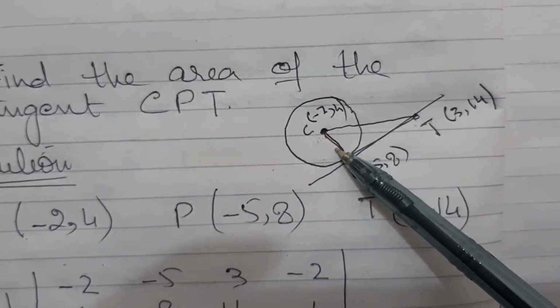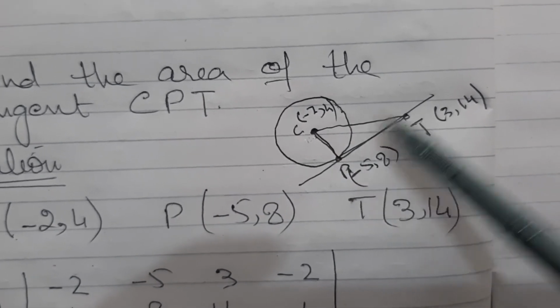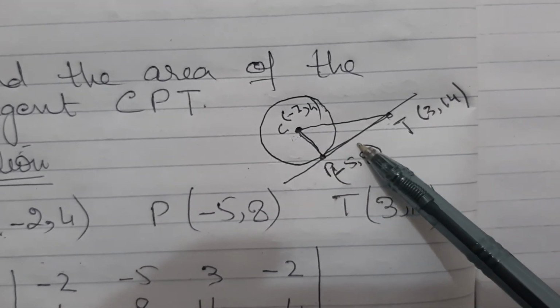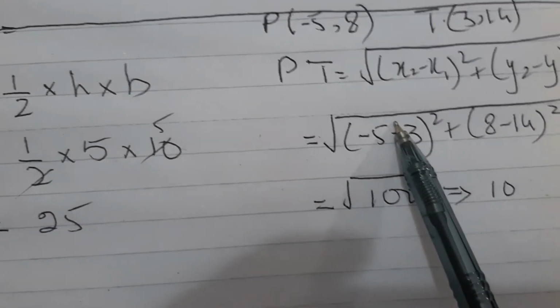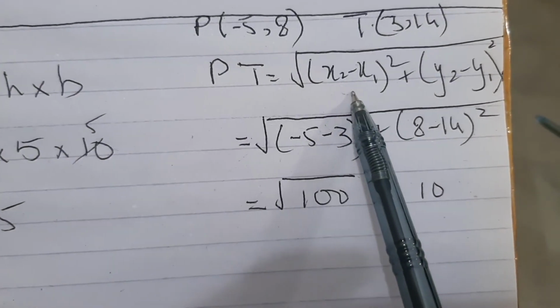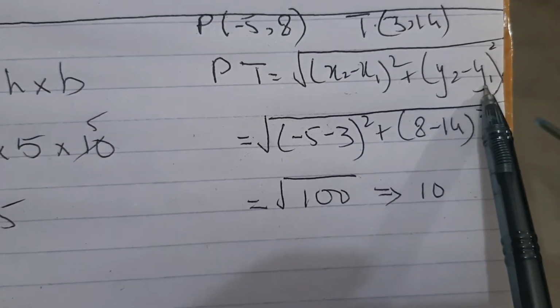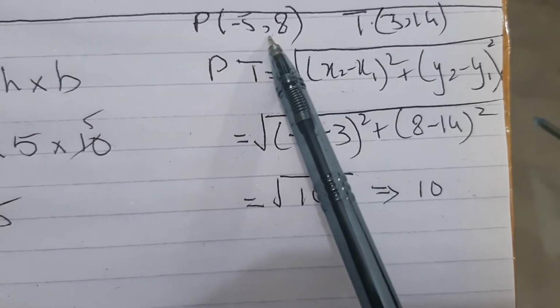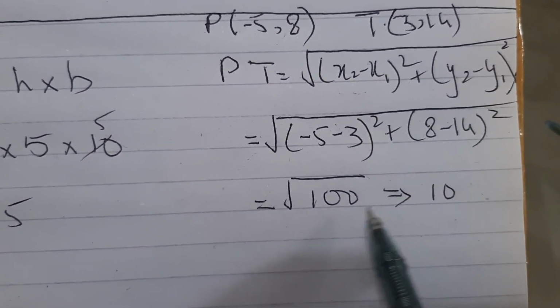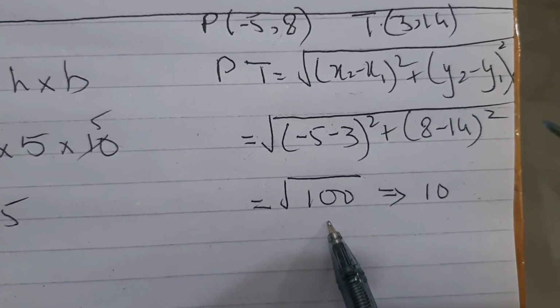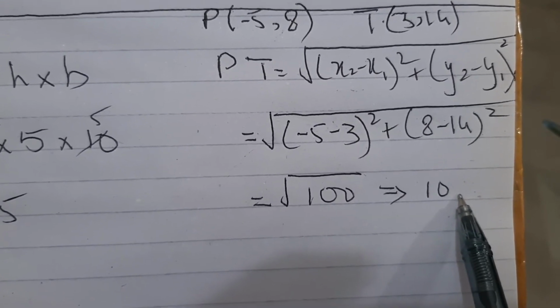We already know this height. It is the radius of the circle, it's 5. So the only thing is we have to find the distance PT. And we know the distance formula, square root of x2 minus x1 whole square plus y2 minus y1 whole square. So I have points P and T. I'm simply substituting here, and I got the distance PT, which is coming 10.